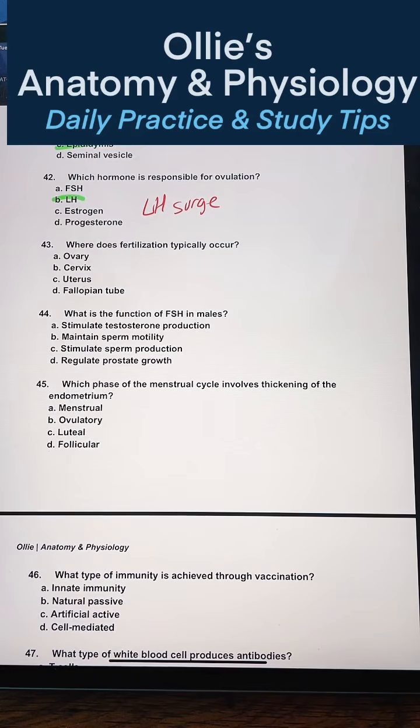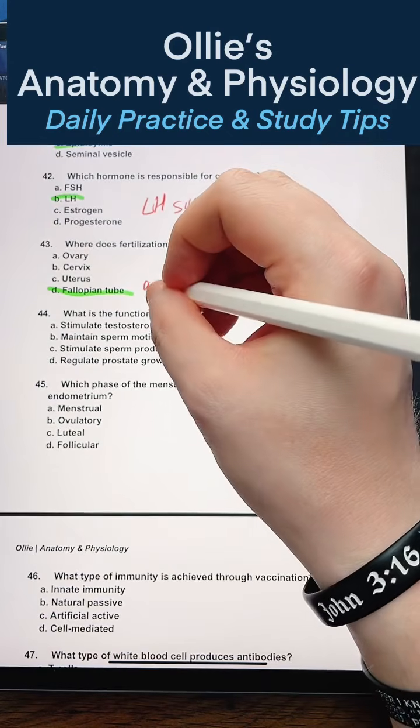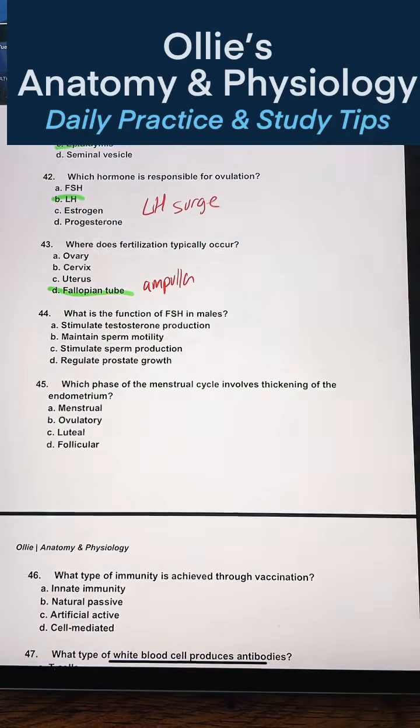Number 43, the answer is D. It is the fallopian tube, specifically at the ampulla, so the sperm is going to meet the egg here before moving to the uterus. Again, the ovary is where the egg is released from. The cervix is the lower part of the uterus. The uterus is where we have our site of implantation.